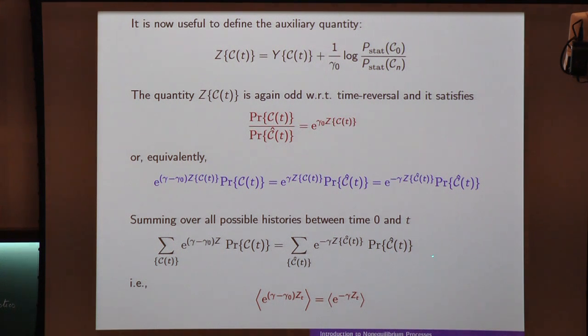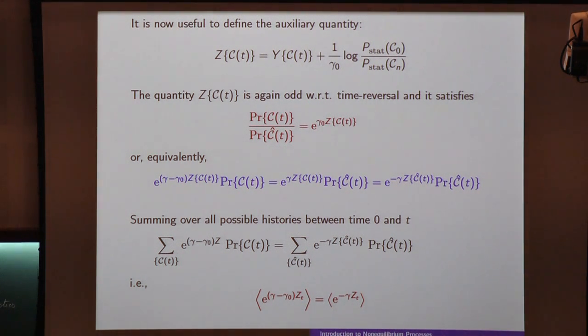And what is this equality? It just tells you that the exponential generating function of gamma minus gamma 0 z is equal to the exponential generating function exponential minus gamma z. And this is Galavotti-Cohen. This is nothing but Galavotti-Cohen at the level of generating functions.